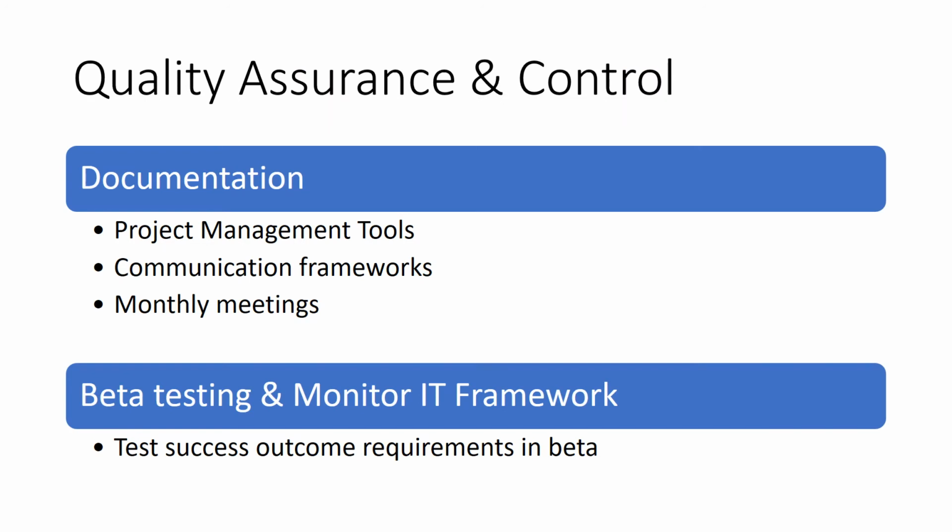So, quality assurance and control. The quality assurance and control framework of this project really depended on documentation and beta testing. We've shared with you several project management tools such as the project charter, the stakeholder registry, and status reports to ensure that we are always connecting with you on the progress of the project.